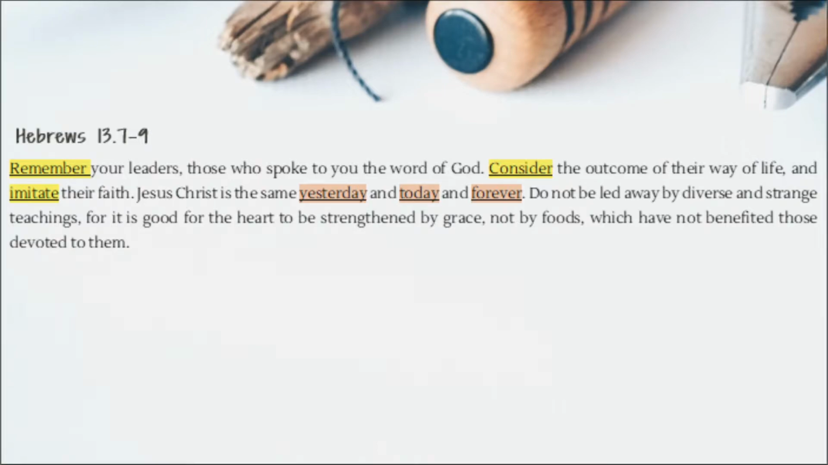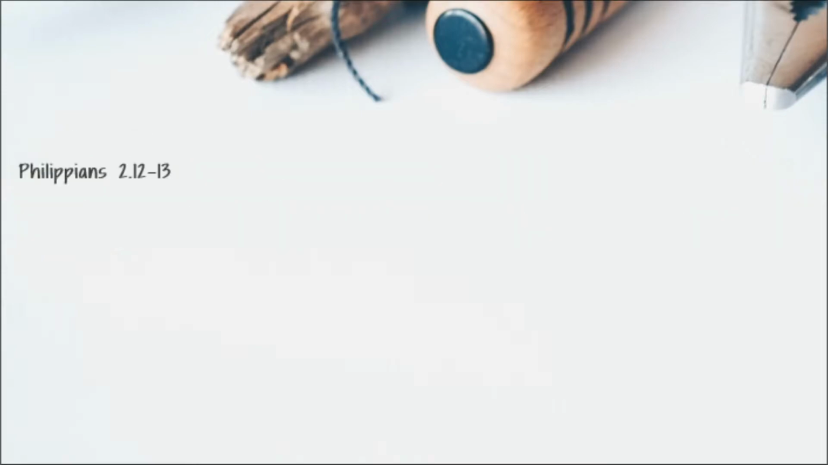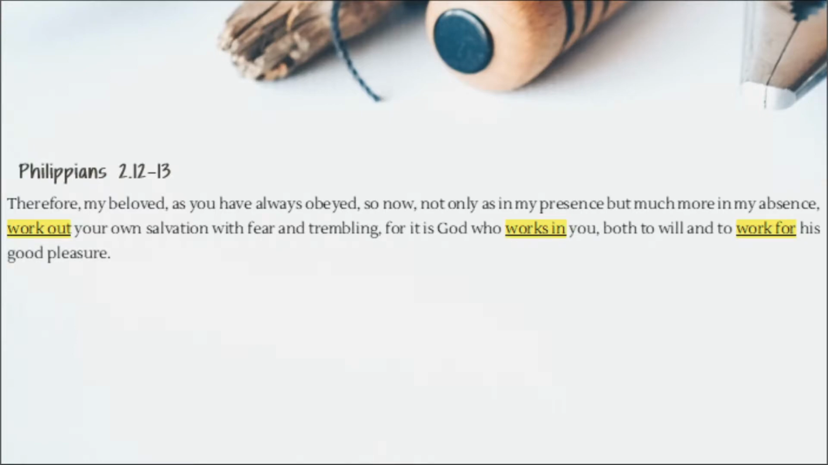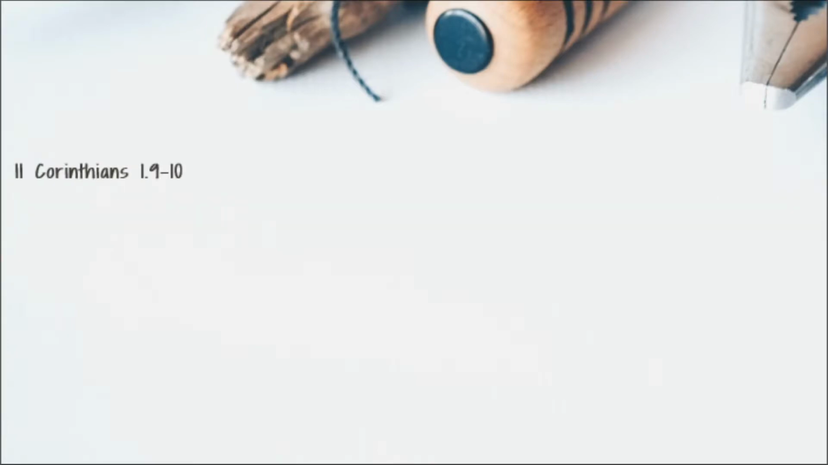All right, Philippians 2. We did this one last week as our example, so I'm going to skip it. Works out, works in, works for. Okay? 2 Corinthians chapter 1. Deliver. Say the whole thing. He delivered us, and then he will deliver us. He will deliver us again.